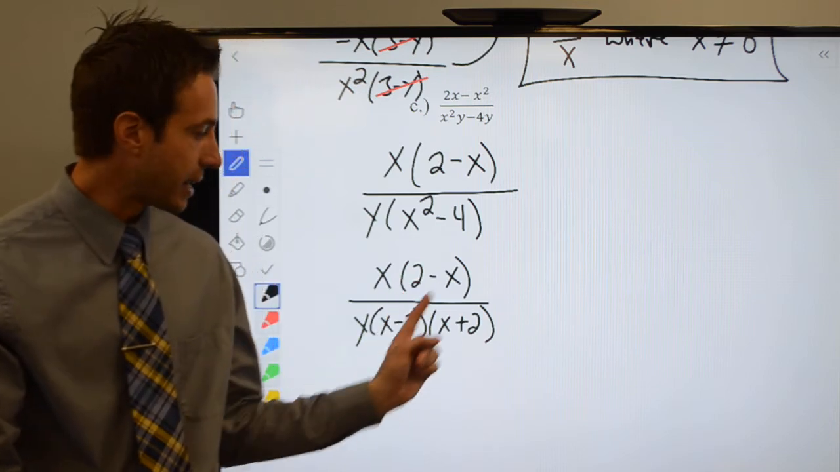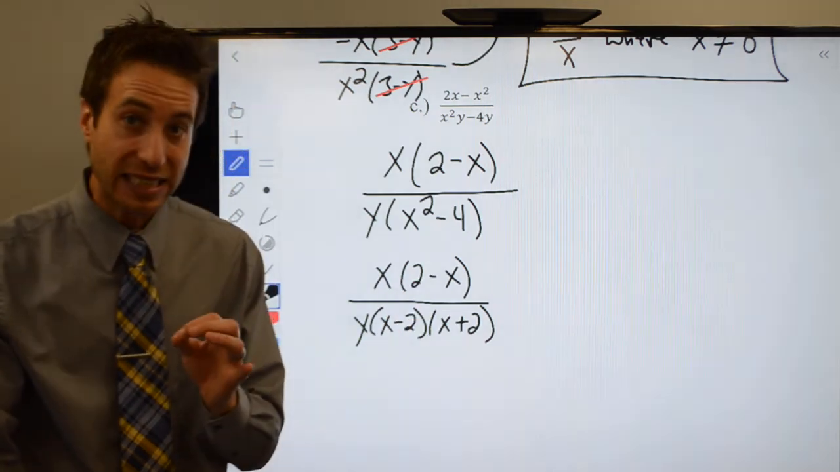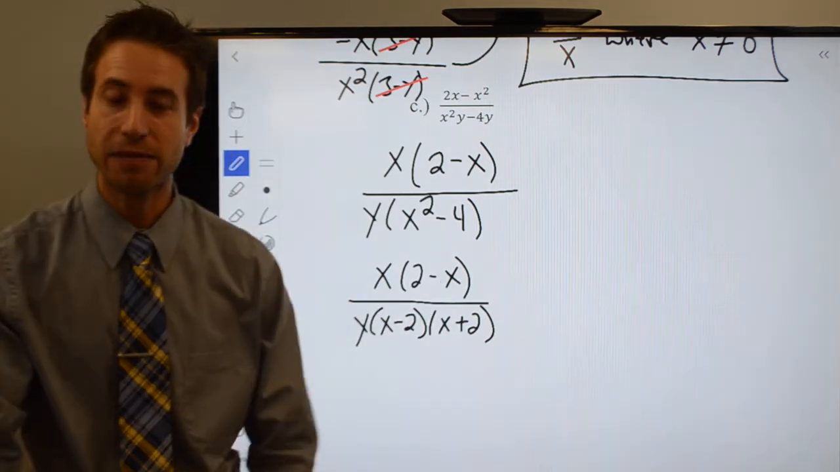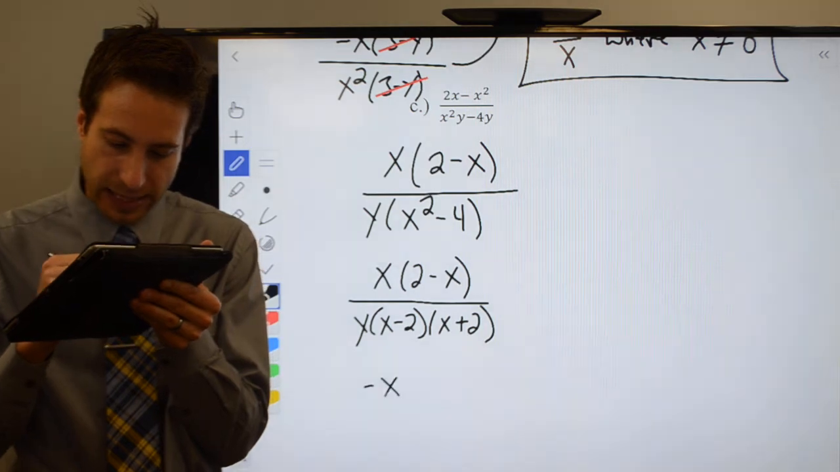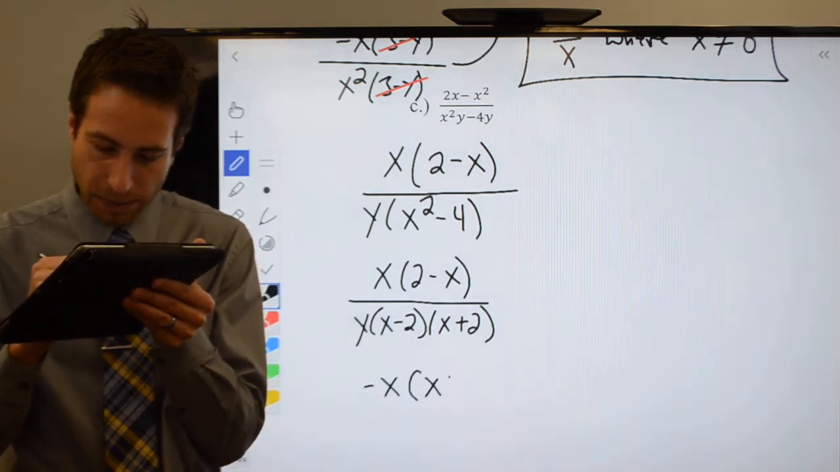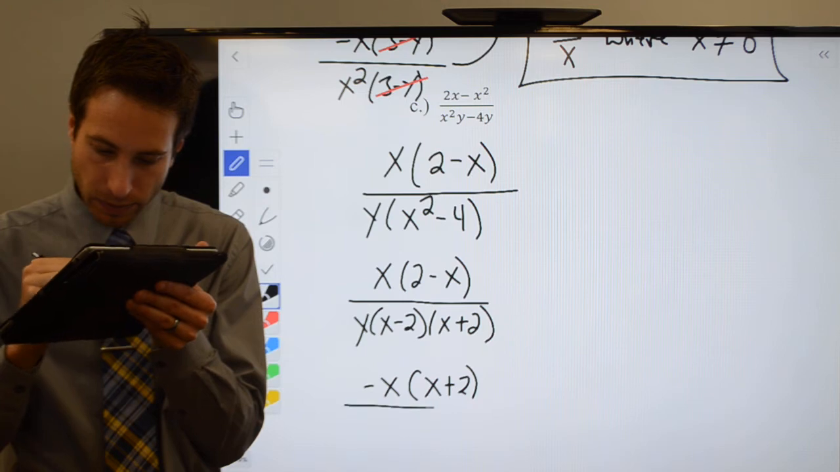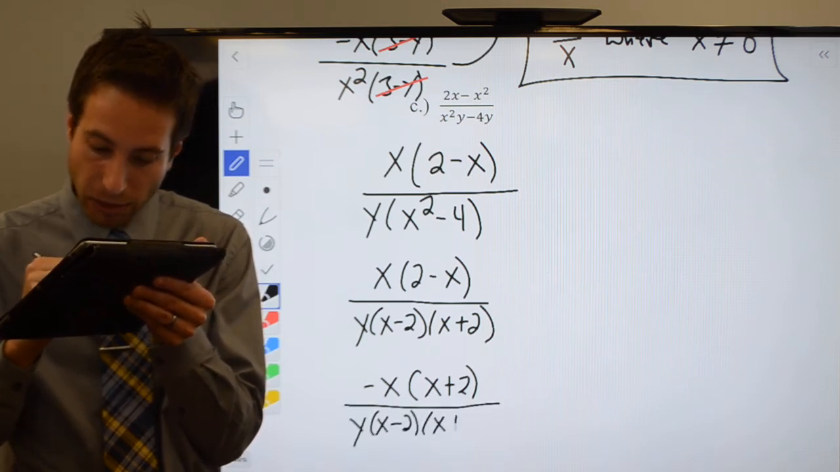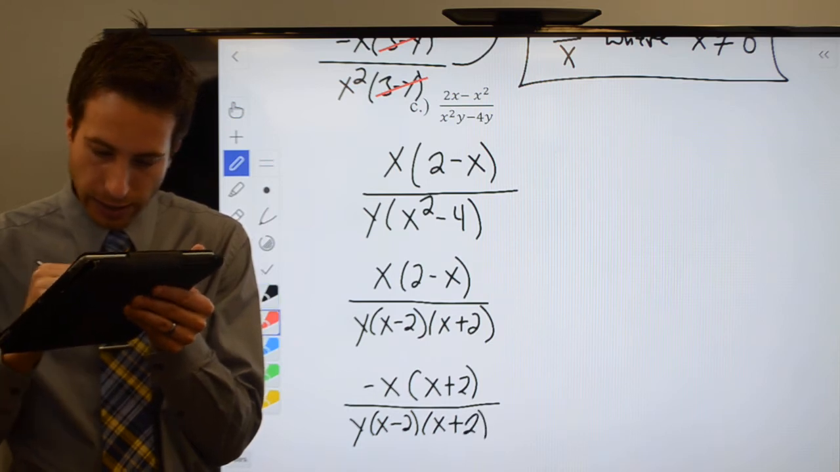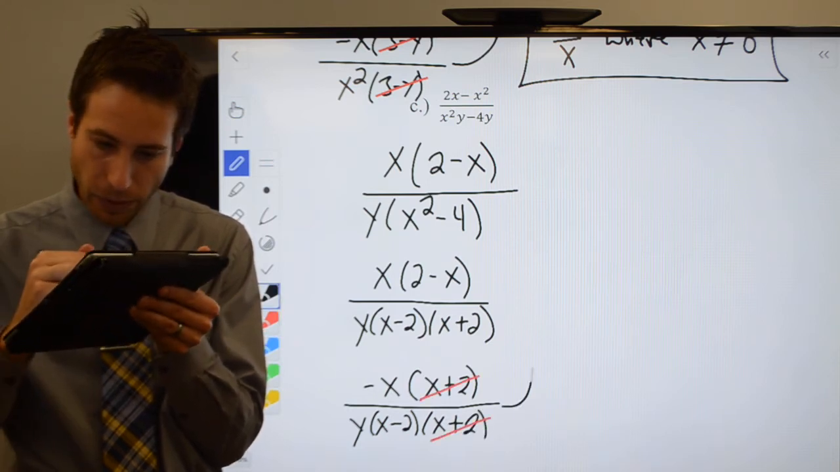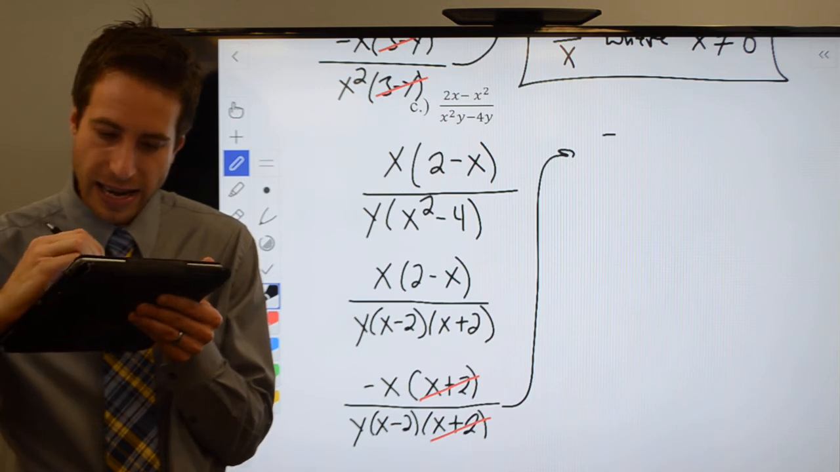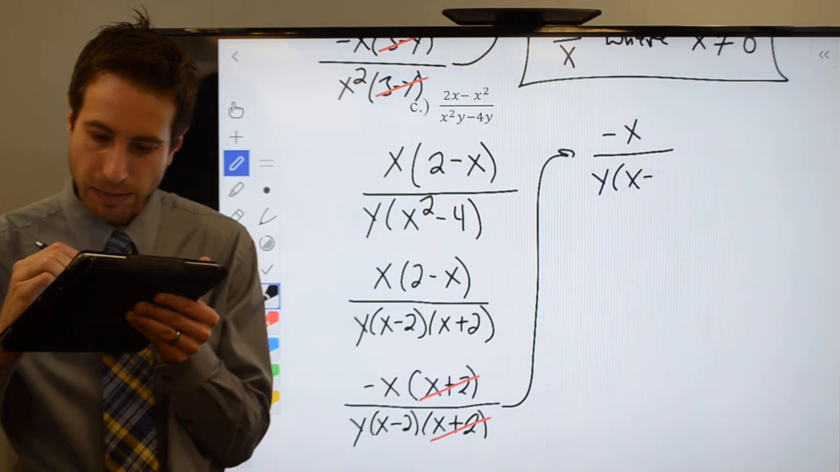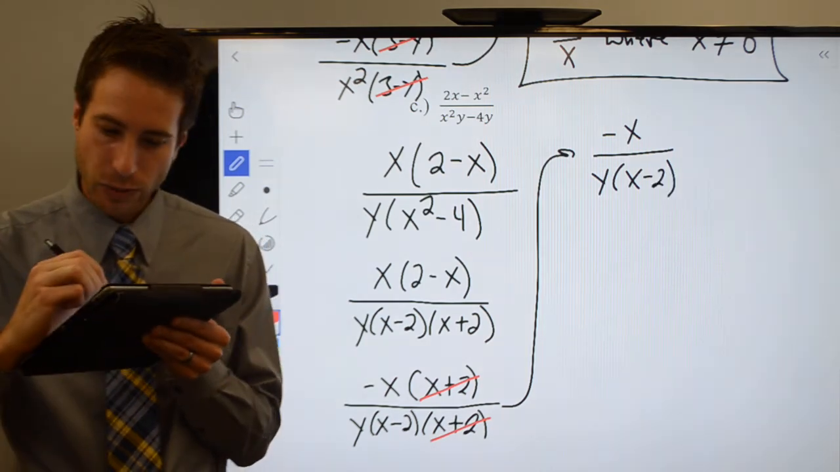Again, 2 minus x, x minus 2, really close, just the signs are wrong. Fine, pull a negative out of the top. Minus x gets me then an x plus 2, y, x minus 2, x plus 2, cancel, cancel, leaves me with a negative x all over y times x minus 2. Now, I need to find my restrictions.